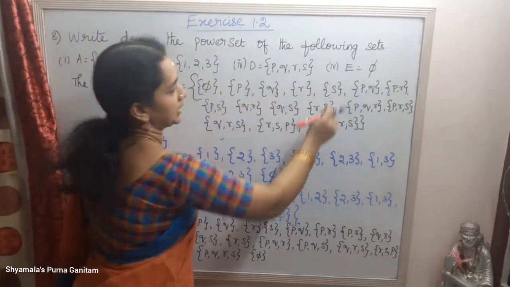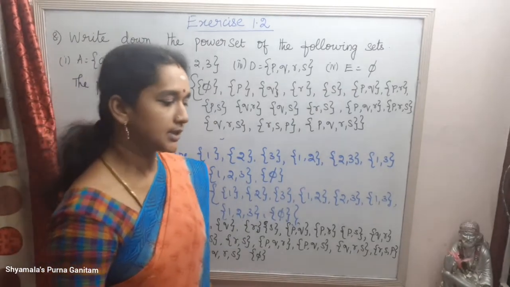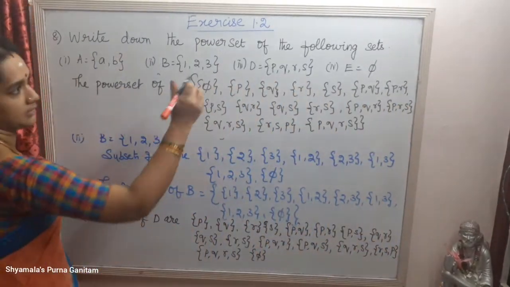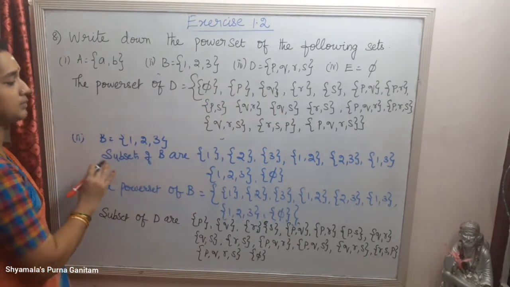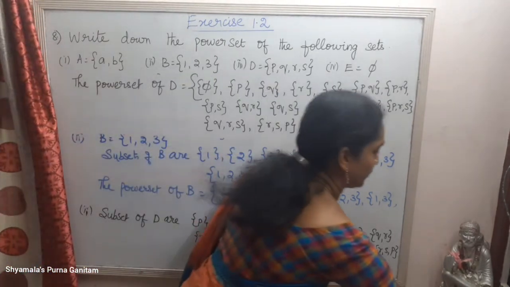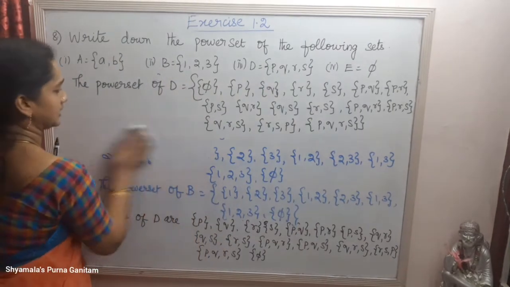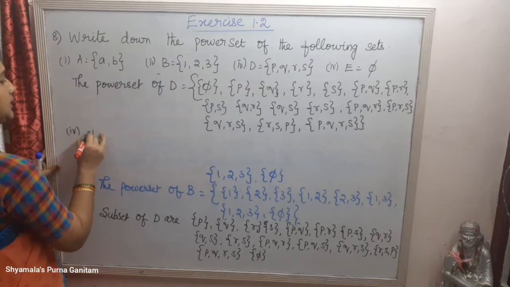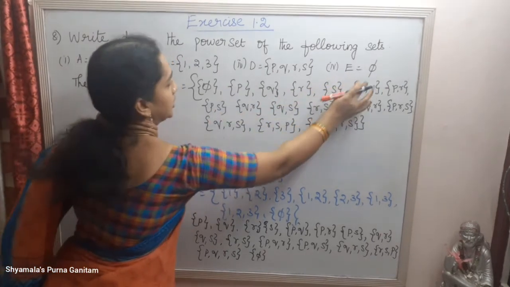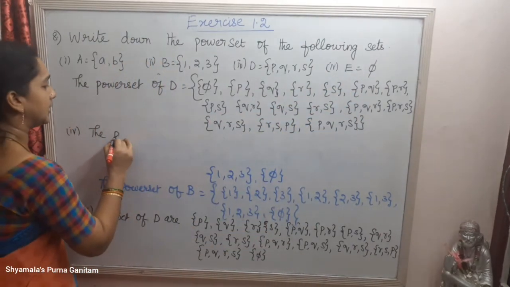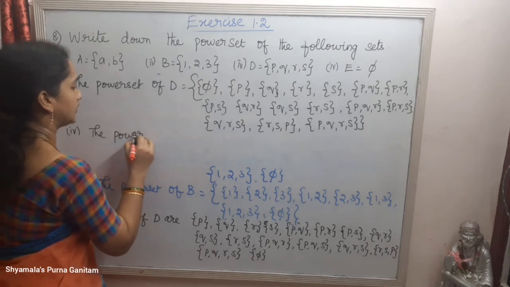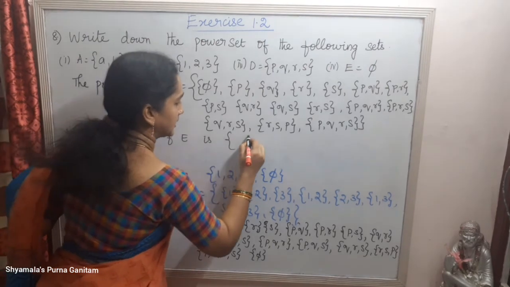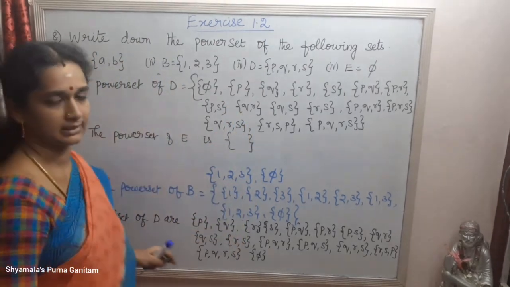Then the last one is E is equal to phi. So the power set of E is the null set. E is equal to phi, that is nothing but the null set. So the power set of E is equal to the null set. Since E is null, no elements are there. The power set of E is the null set. There won't be any elements in the set.